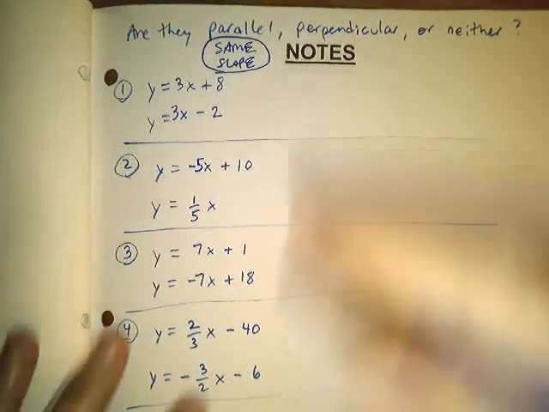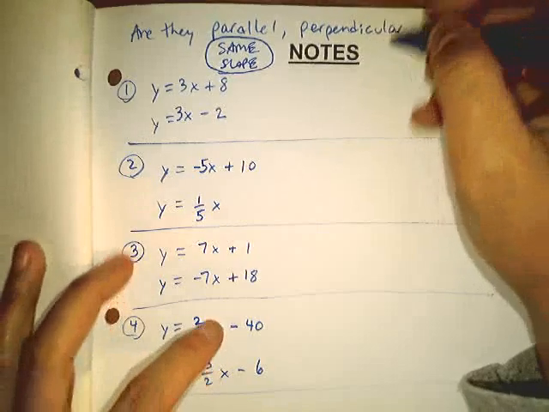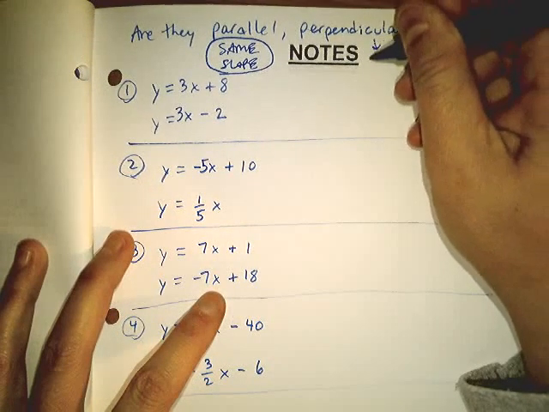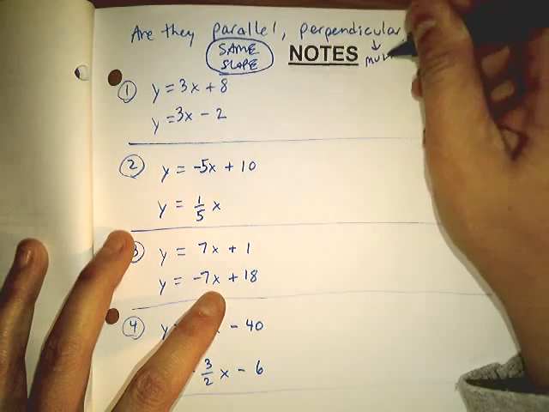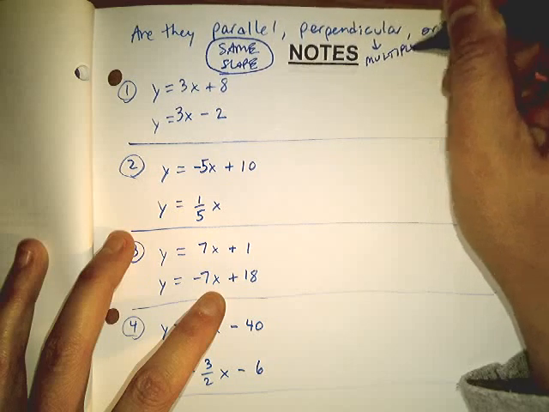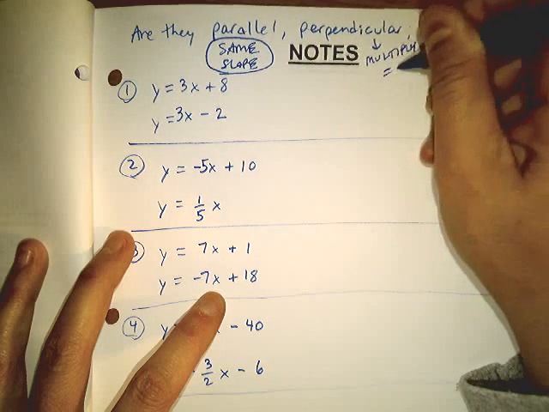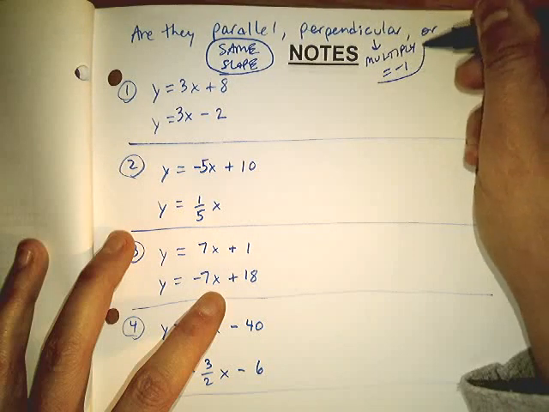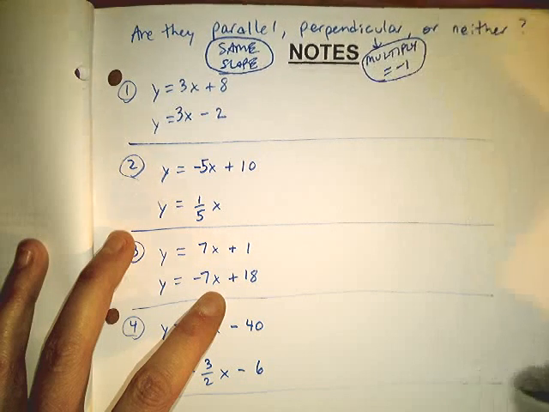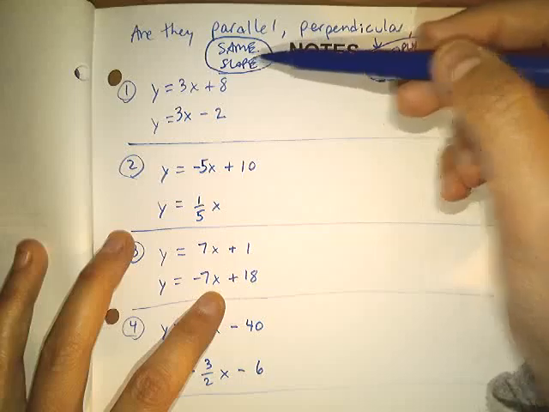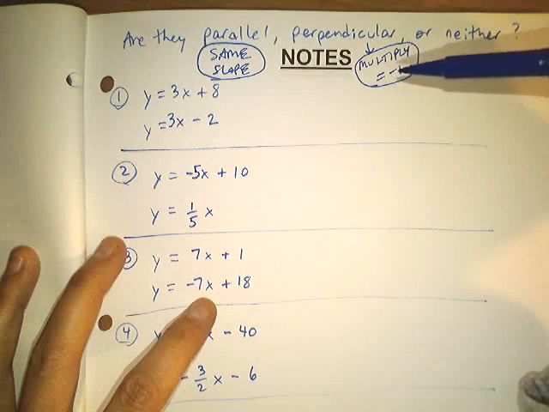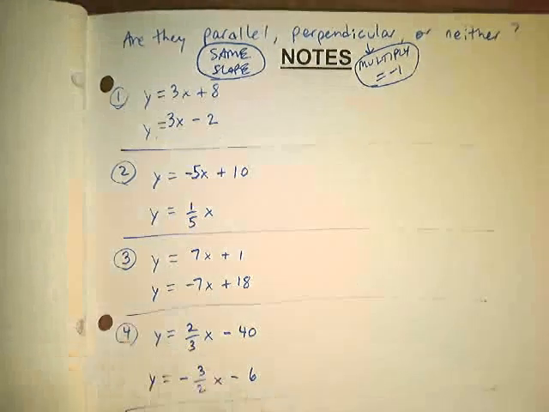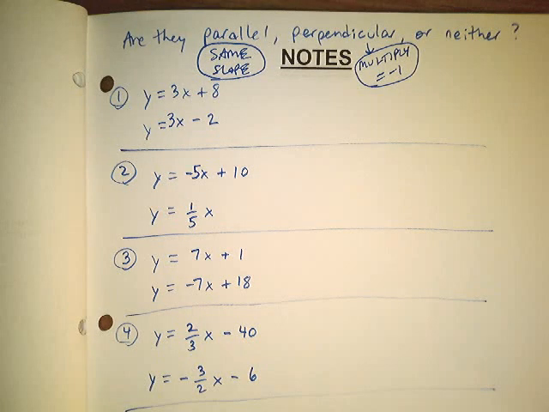If the slopes multiply together and you get -1 as your answer, then they're perpendicular. And if they're not the same, and they don't multiply to be -1, then they would be neither. They're not parallel nor perpendicular.